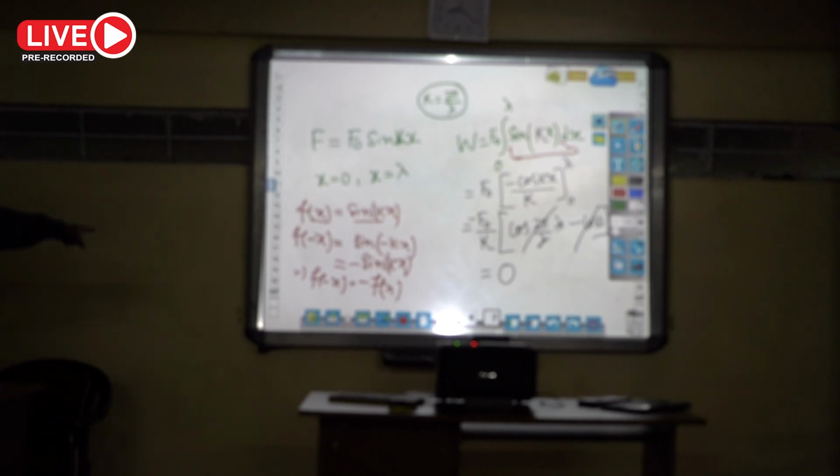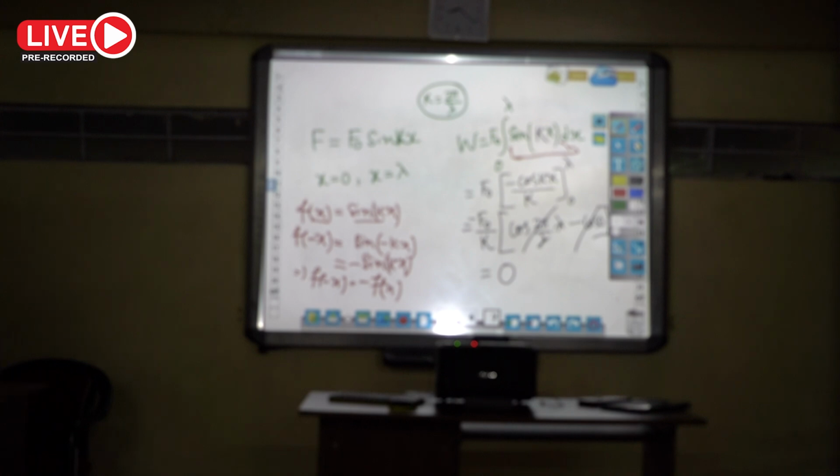Any function which satisfies this condition, that f of minus x will be minus of that function, then it is called odd. And when an odd function is integrated over a symmetric limit, its integration will always be 0. You can check for cos kx, this result will not hold. So in case of tan, tan is also an odd function.